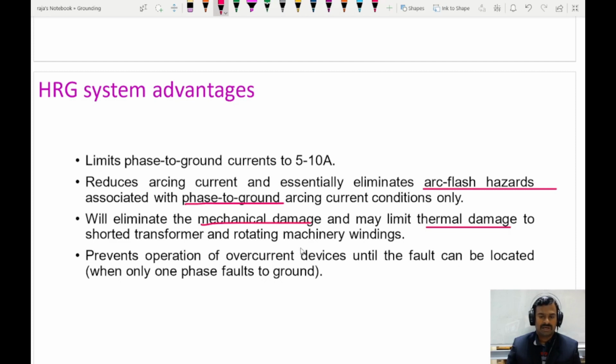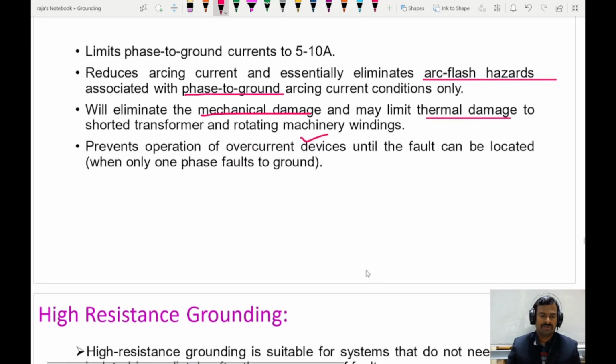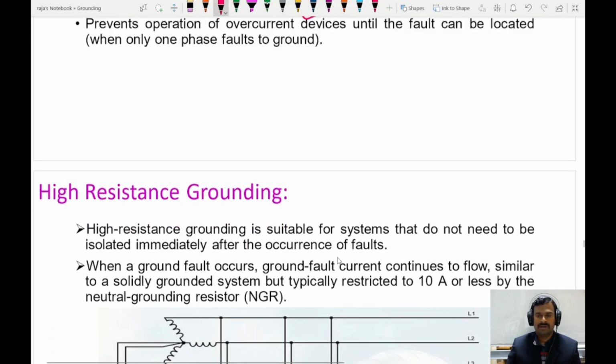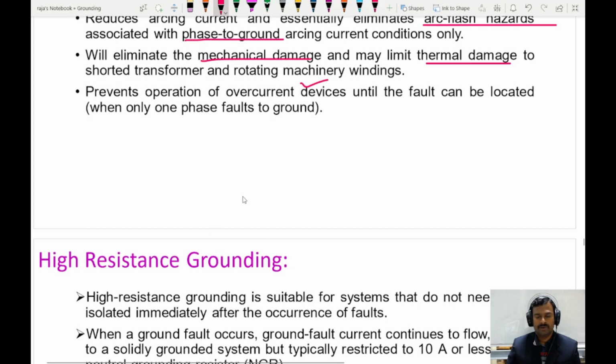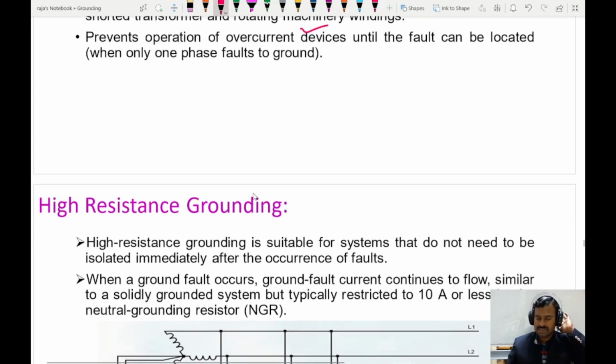And now the overcurrent device won't have enough current to open the circuit, so we must have a system ground, so the grounding equipment should open the system during the fault condition. Then the high resistance grounding, where we can use this system where immediate isolation is not required during the fault condition.